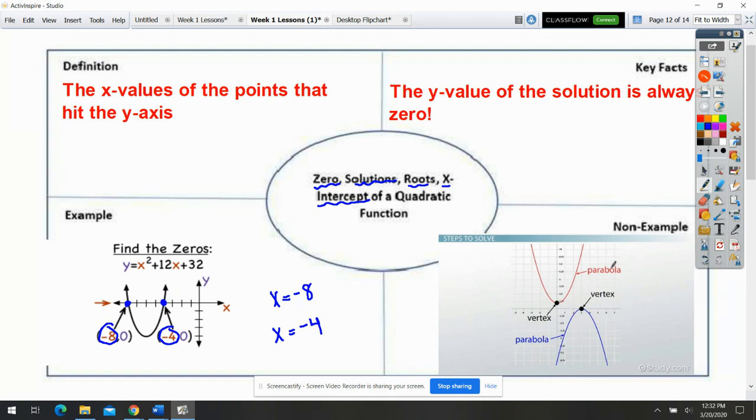Okay. Next, a non-example of a solution would be the vertex point. The vertex point, your maximum or minimum point, is not a solution. It's just the vertex, just your maximum or minimum value. These points have a different meaning than the maximum and minimum point. So this is what I want you to see from this little organizer.